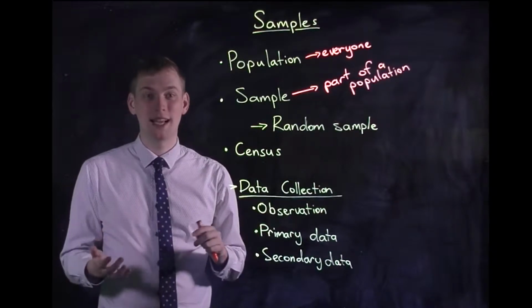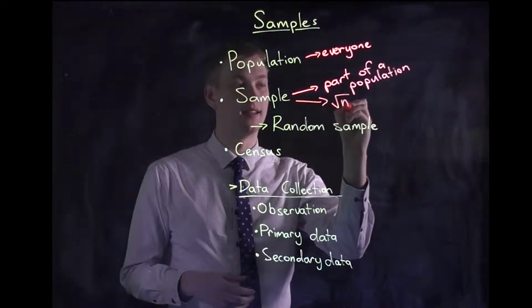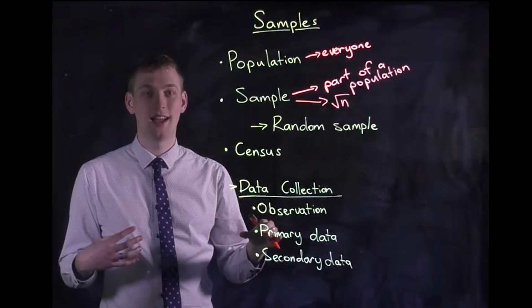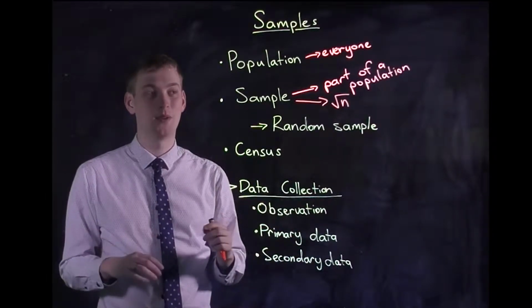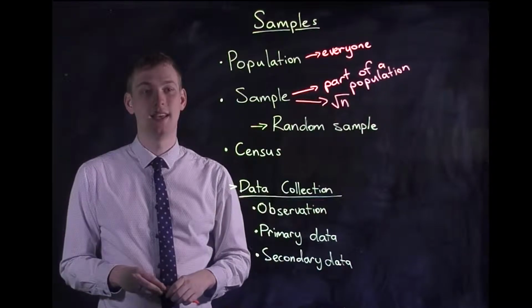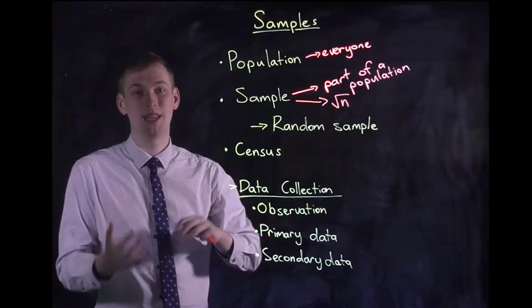And a number that we like to use is the square root of n, n being the size of the population. So if there are 100 girls at Tara, to get a reasonable sample, we'd want to get the square root of 100. So we'd want to have 10 girls interviewed. Again, this isn't going to be the exact same data as the population, but it will get us closer to that.